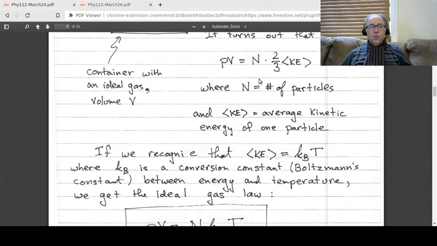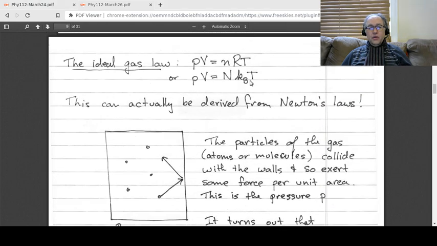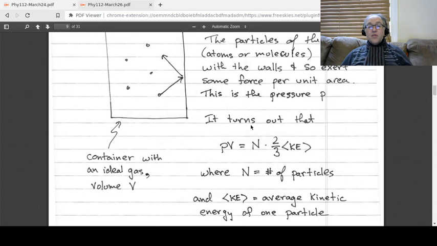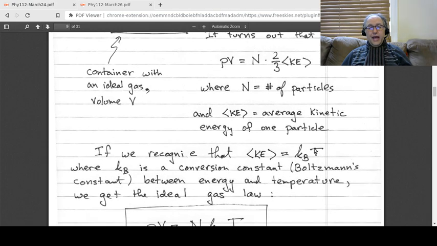But when you compare PV equals capital N 2/3 KE with this particular formulation of the ideal gas law, the second one, PV is equal to capital N k Boltzmann times T, you discover that the kinetic energy in there is actually equal to the temperature with some factor in front. Here's where I made my typo: I forgot to write the factor in front. It's 3/2. Don't worry, I get it right later, but I'm just noting this.